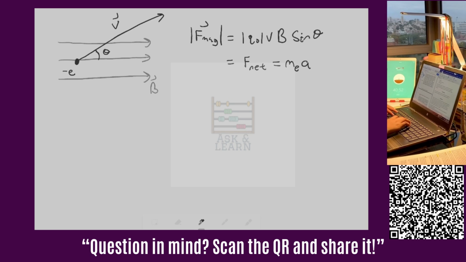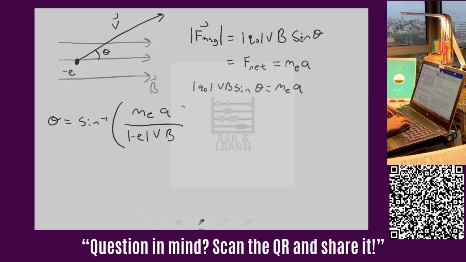We know the charge of an electron, we know its speed, we know the magnitude of the magnetic field, and we know the acceleration of the electron. And we can also look up its mass from the internet. So in the end, we just need to set these two things equal to each other and solve. So we have q naught v B sine theta is equal to m_e times a. So solving for theta, we see that it's the inverse sine of a big thing here. We have the mass of the electron times its acceleration divided by the charge of the electron times its velocity multiplied by the magnitude of the magnetic field.